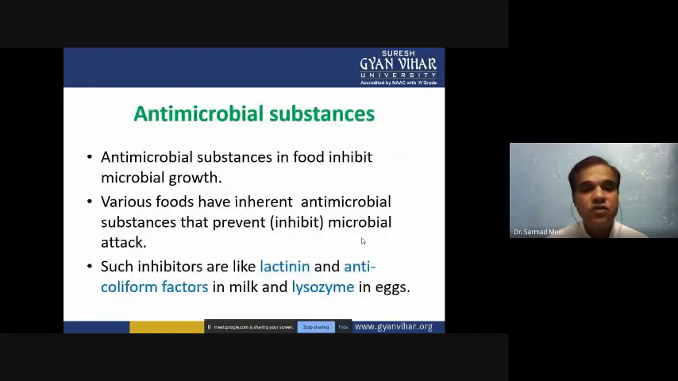Now, antimicrobial substances. Many food materials have chemicals, and those chemicals are able to inhibit microbes, molds, and other microorganisms. These chemicals work as antimicrobials, killing or inhibiting microbial growth, and they are a natural part of the food.